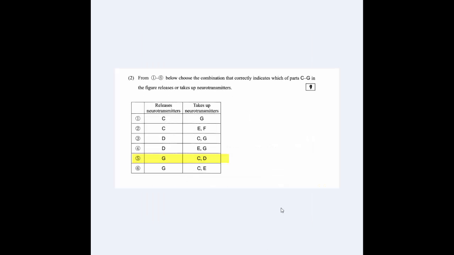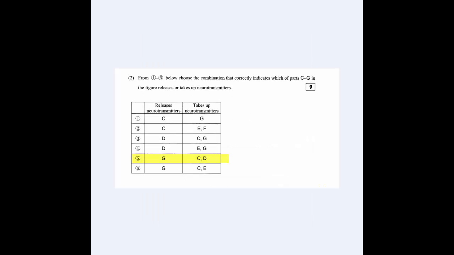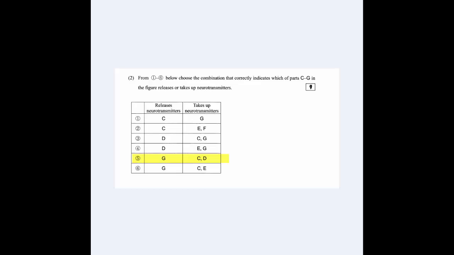Number 8, 9, whatever. From 1 to 6 below, choose the combination that correctly indicates which parts of C to G in the figure release or take up neurotransmitters. So G releases neurotransmitters, and those are the dendrites, I think. And C and D, that is the cell body, that is what takes up the neurotransmitters.